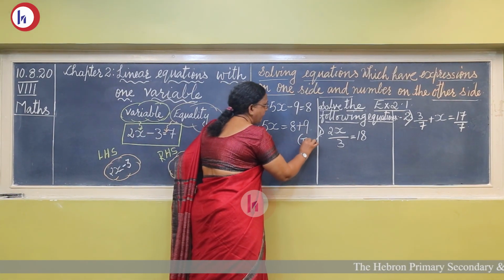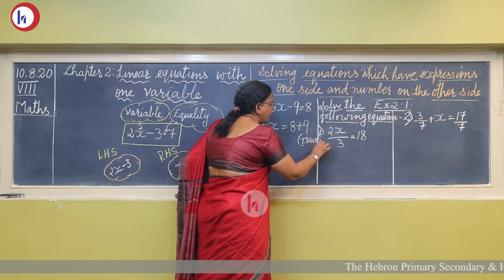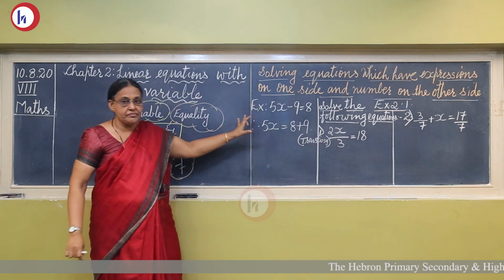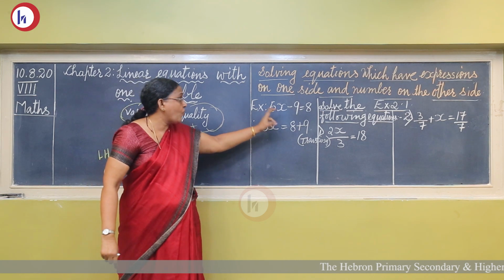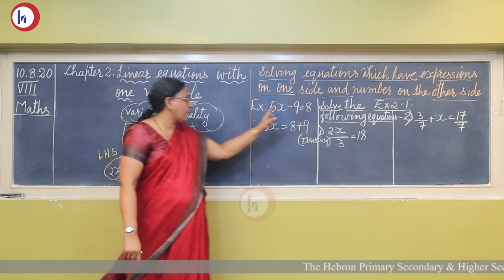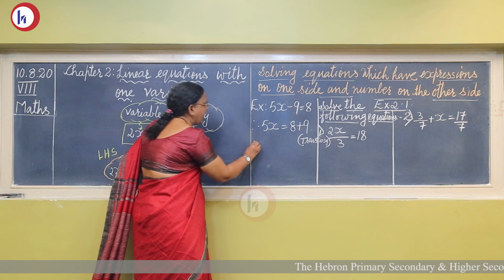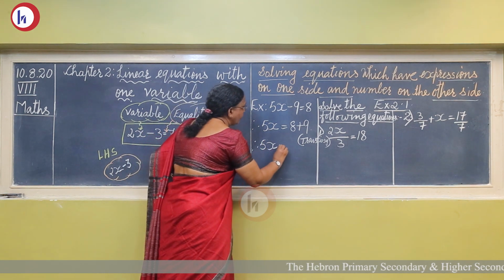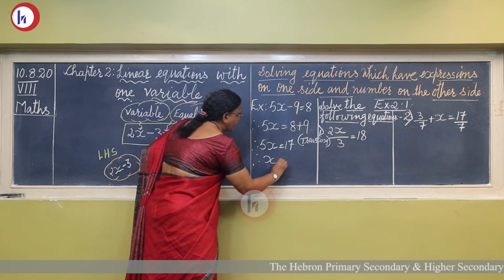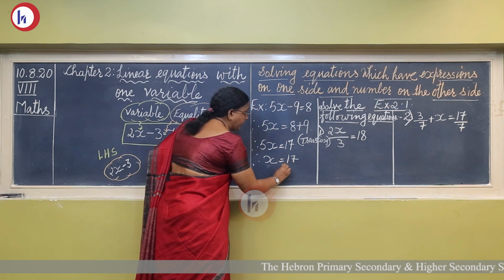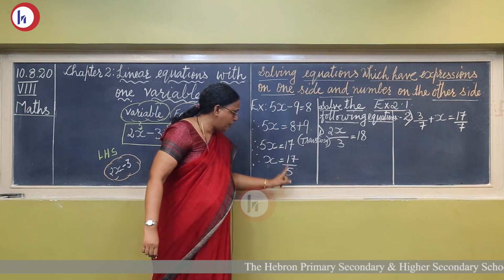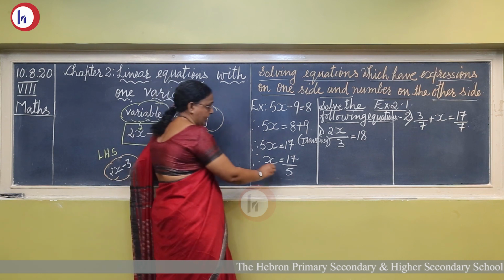So, to solve equations, you should know what is meant by transposing. Transposing means the term is moved from one side of the equal sign to the other side by changing the sign. So here minus will change into plus. So you will get 5x is equal to 8 plus 9, that is 17. Therefore x is equal to 17 upon 5. Now again transposing. 5 is multiplied here. When it goes to that side, it will become divide. So x is equal to 17 upon 5.